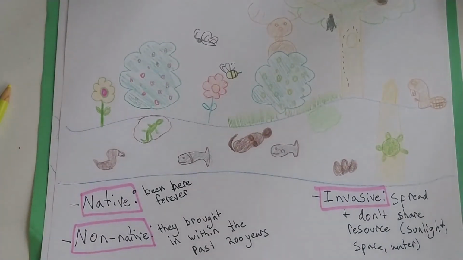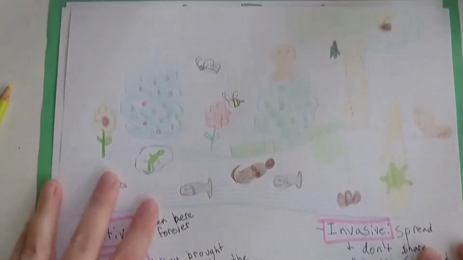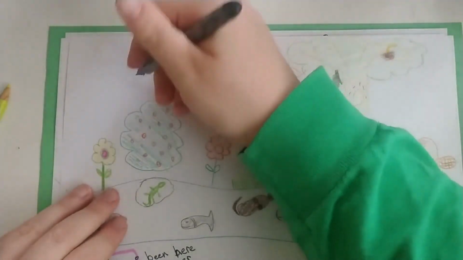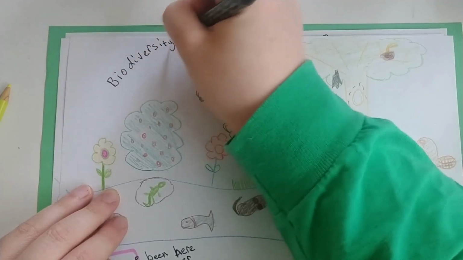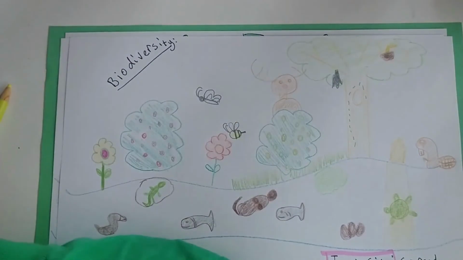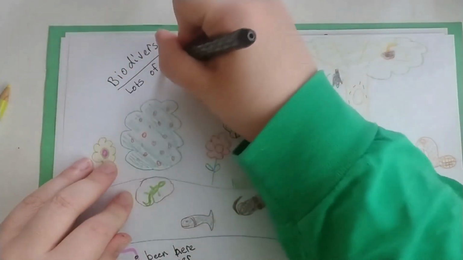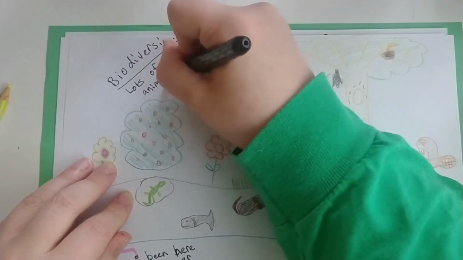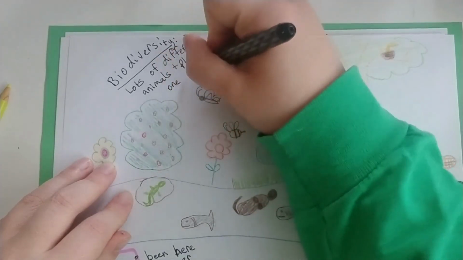So I want to talk a little bit about why this matters, why it's important that we have flowers and we have shrubs and we have trees in our riparian zone. So there's a word, it's called biodiversity. And biodiversity is basically having a lot of different animals and plants in one area.